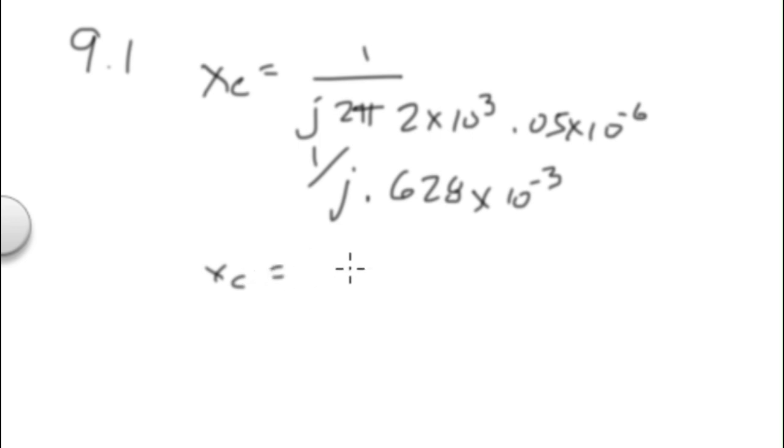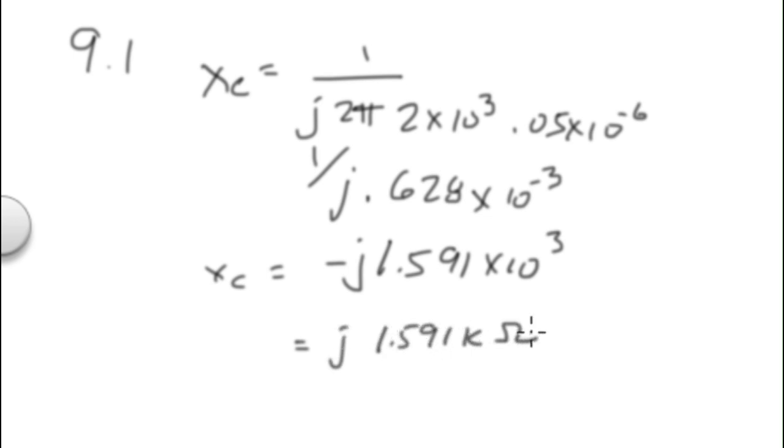So X sub C is minus j 1 divided by... so it's j 1.591 times 10 to the third, or 1,591, or 1.591 k ohms. So it's equal to minus j 1.591 k ohms. So what is our voltage and our current? I'm going to put that up here.